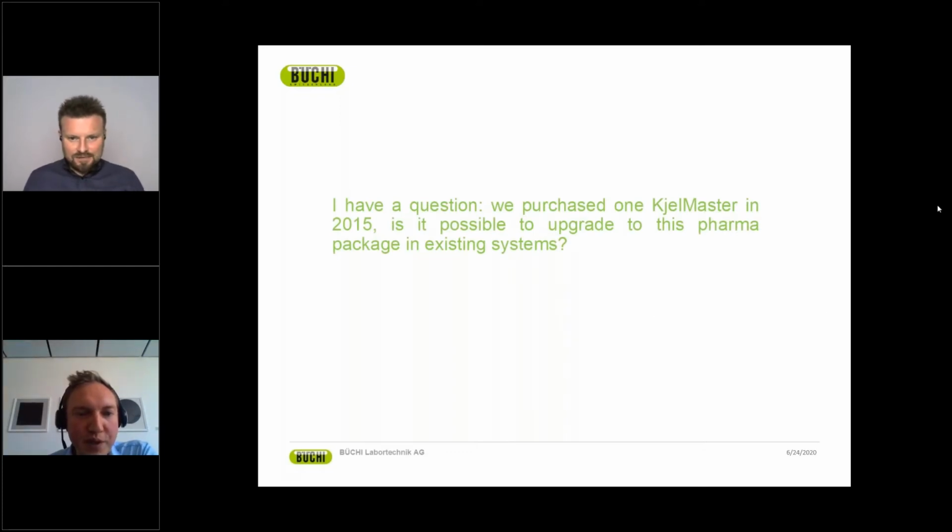I have a question. We purchased one Kjelmaster in 2015. Is it possible to upgrade to this pharma package in existing systems? Yes, it is possible. It depends on the firmware version that you have. You purchased in 2015, so the version 1.5 requires a firmware upgrade, but all newer models you can directly upgrade to this pharma package. Okay, thank you very much.